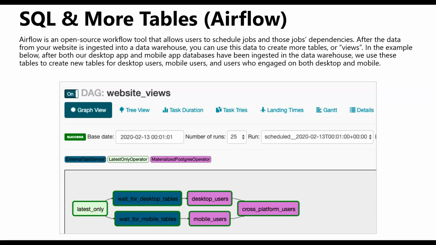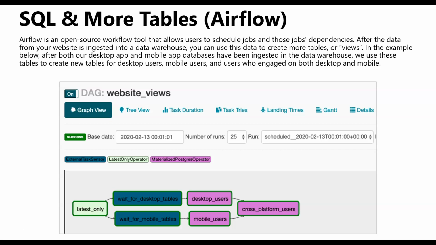So data is ingested into a data warehouse. You use the data to create more tables or views. An example below: desktop app and mobile app databases. So you'll note that not everyone in management or in the company is going to be viewing these dashboards in their office, right? They probably want to view it when they go home, and they want to be able to access the data and have a special dashboard that works for their mobile.